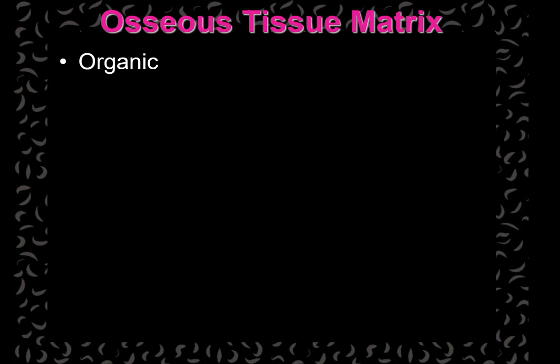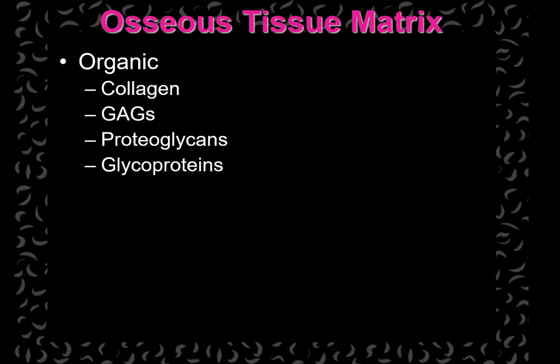So the organic portion was the collagen fibers and some of those things that we found in the ground substance last unit. Do you remember the 3 things that made up the ground substance last unit? Glycosaminoglycans, proteoglycans, and adhesive glycoproteins. Good. So it's those same things, okay?